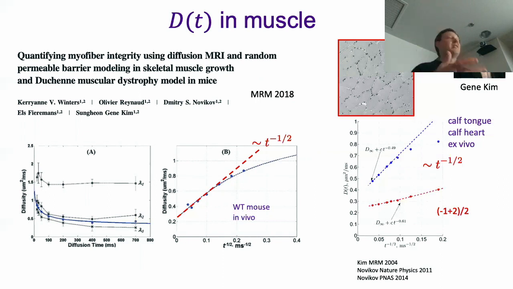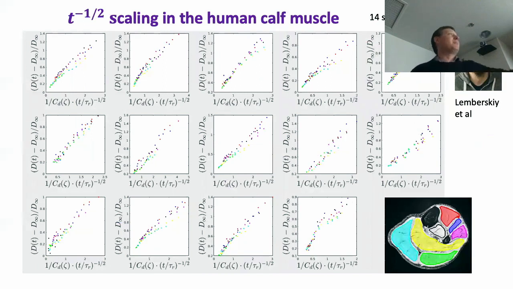So again, this is a validation, now in mouse muscle, of the functional form that selects your universality class of random barriers, random membranes. And this is unpublished. Our student Greg Limbersky recently processed the data of 14 people. Different colors correspond to different muscle groups of a human calf muscle. And you see that again, asymptotically, you are in the time to the -1/2 regime. Okay?